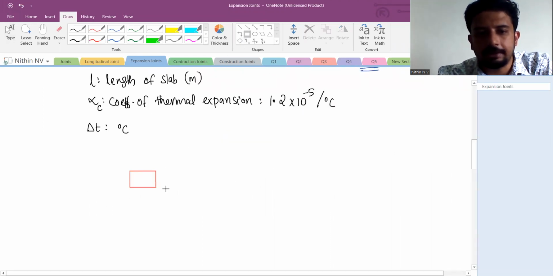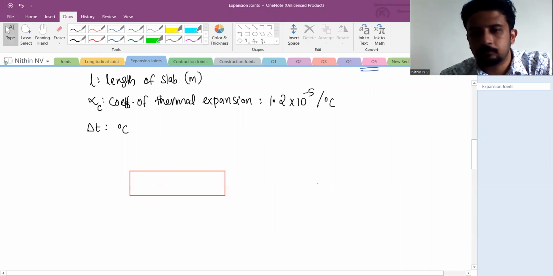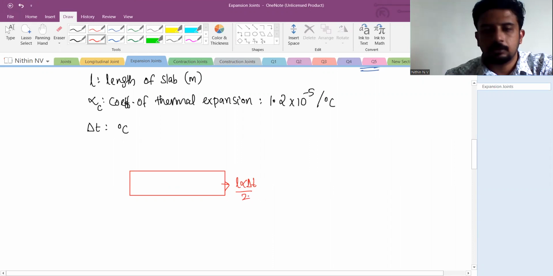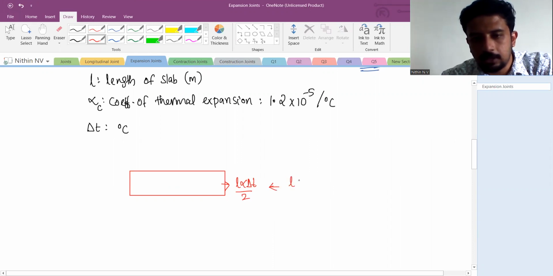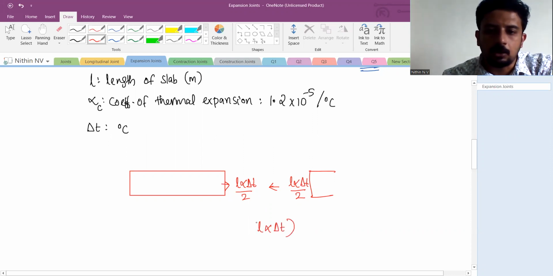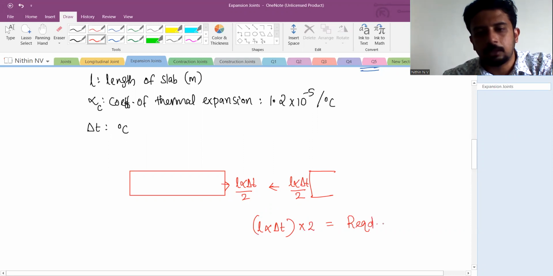From one side, we will have L alpha delta T by 2 towards one side, from here to here. Similarly, from the other side also, L alpha delta T by 2 will be there. Now, what will be the total expansion then? Half plus half, one full, so L alpha delta T. This will be the total expansion. Whatever the total expansion is, just multiply it by 2. This is the required minimum width of the expansion joint. Understood? This is one important point that you need to keep in mind.